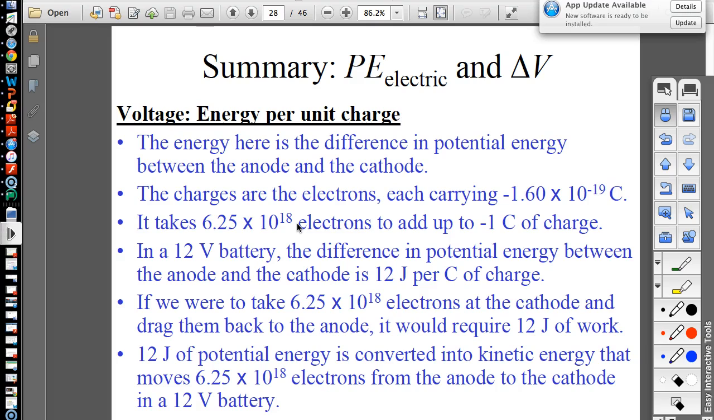So in a 12-volt battery, the difference in potential energy between the anode and cathode is 12 joules per coulomb. Volt is joules per coulomb, by the way. I don't think you'll have to go back and forth between that, but that's what it is. 12 joules of potential energy is converted to kinetic energy that moves the electrons. Voltage is energy per unit charge, or basically how hard each electron's getting pushed through the wire.